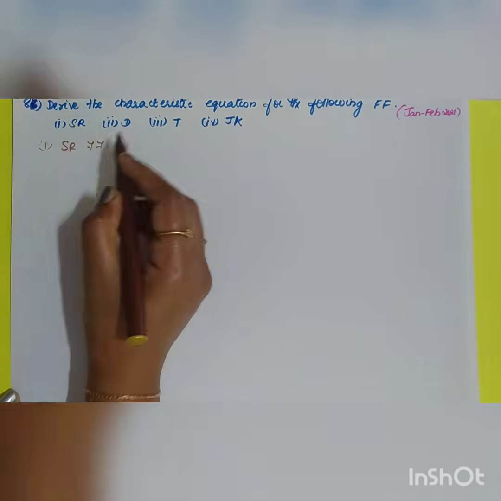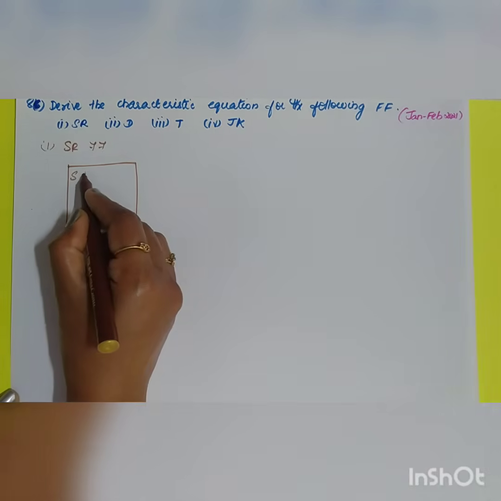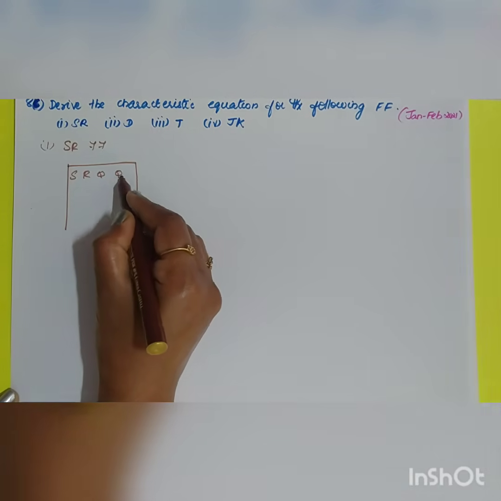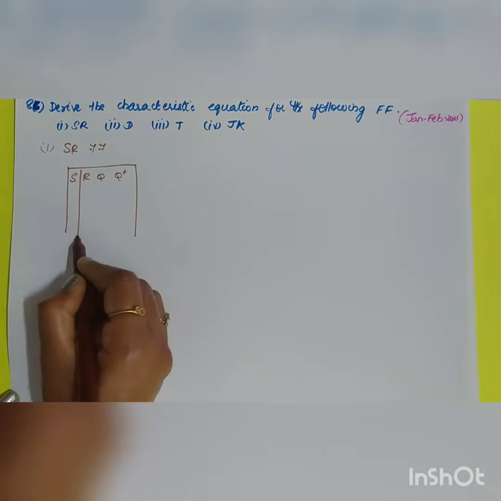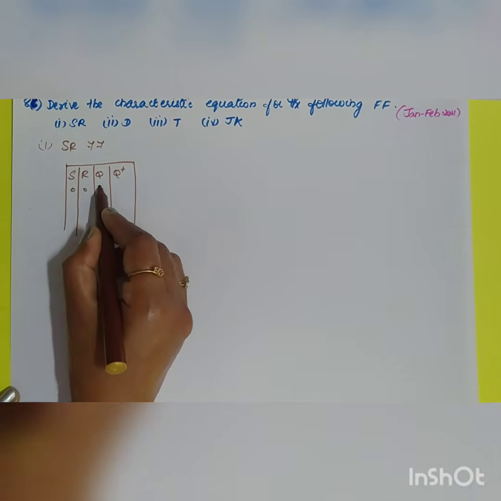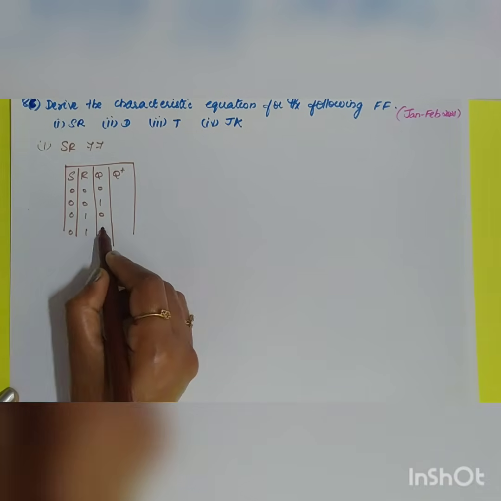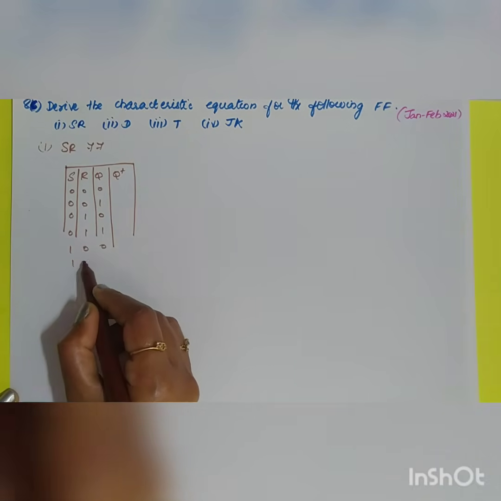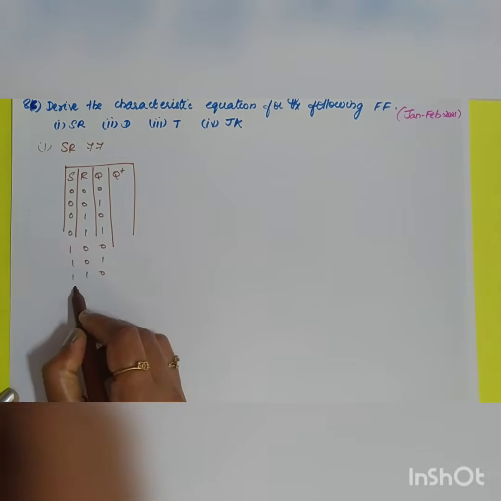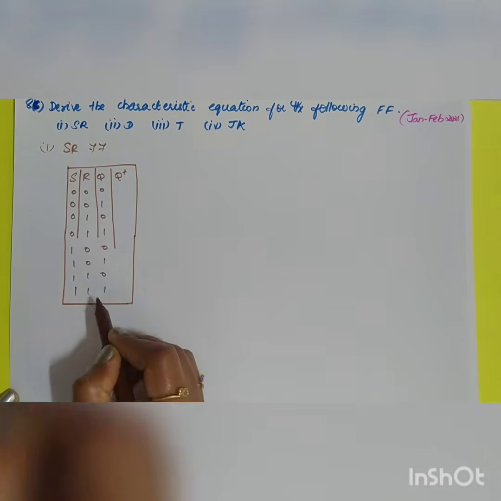So SR flip-flop, what will be your truth table? Input will be SR, present state will be Q, and what is your next state? So what are the combinations? 0 0 0, 0 0 1, 0 1 0, 0 1 1, 1 0 0, 1 0 1, 1 1 0, 1 1 1. Right. So this will be your combination.